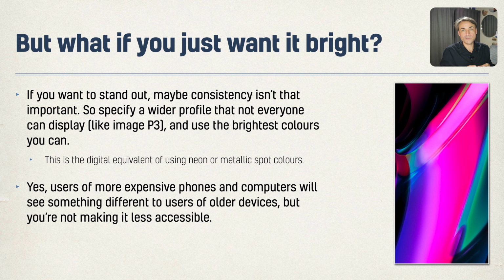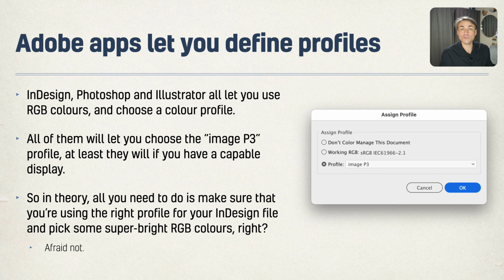Now, if you're putting out images that don't use the full P3 gamut, it'll still look the same to everyone. So if you use these a little bit, you're not really going to lose out. People with standard older devices won't notice, and people who have newer devices will go, wow, what the heck's that? It's not less accessible, it's just a win. Adobe apps do let you define a profile. You'll find this command in the Edit menu, and then you can assign a profile to a file. Image P3 should be in your list.